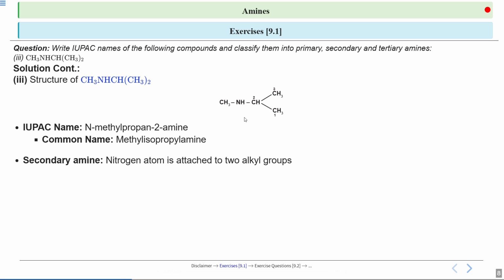So the common name will be methyl isopropylamine. And if you see, it is a secondary amine because it is attached to 2 alkyl groups. Now we will see the next part.